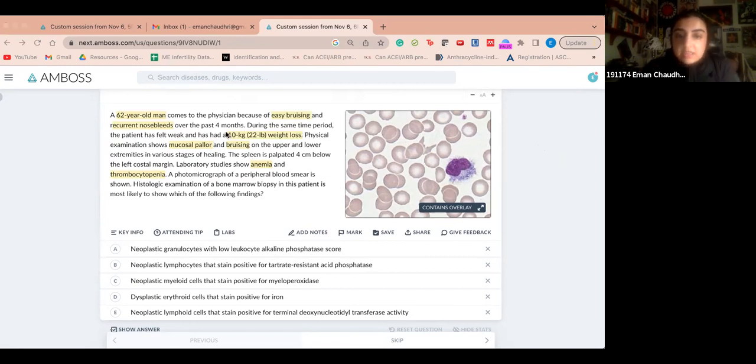So some people said hairy cell, some people said weird looking blast. So now let's look at the options. What are you going to find in the bone marrow biopsy of this patient? A, neoplastic granulocytes with low leukocyte alkaline phosphatase score. B, neoplastic lymphocytes that stain positive for tartrate-resistant acid phosphatase. C, neoplastic myeloid cells that stain positive for myeloperoxidase. Or D, dysplastic erythroid cells that stain positive for iron. Or E, neoplastic lymphoid cells that stain positive for TDT. What do you guys think it is and why?